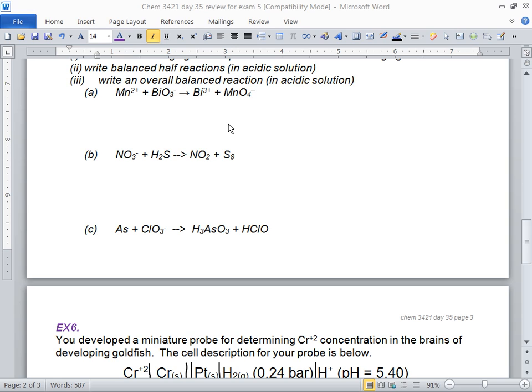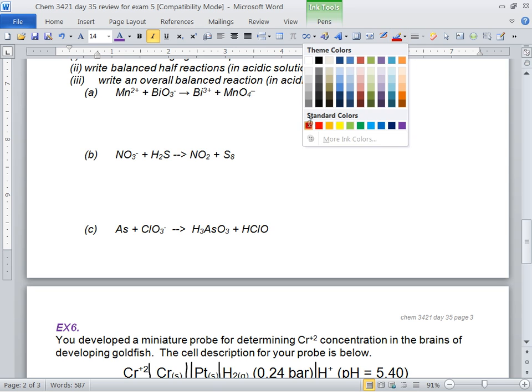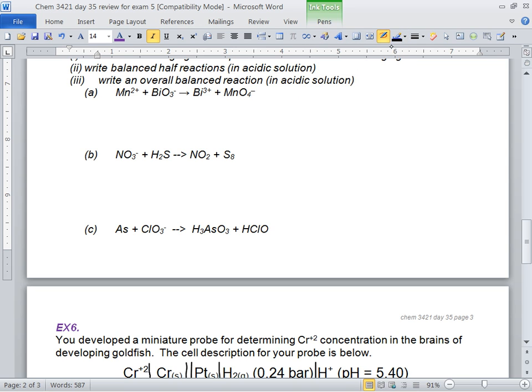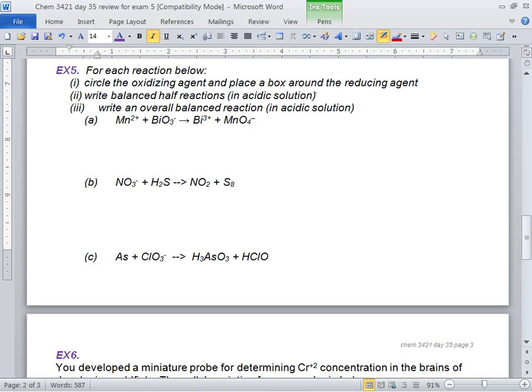Okay, let's get this out of my system. I'm just guessing people aren't that comfortable with this because they haven't had that much practice on it. So hopefully this is somewhat similar to your notes. It's on EX5. Circle the oxidizing agent, place a box around the reducing agent. So let's just focus on A for now.